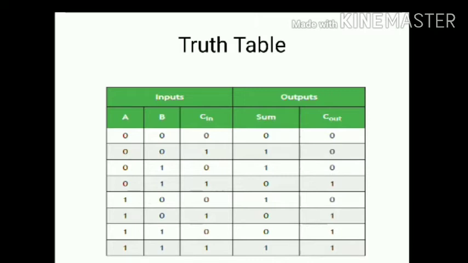See the fourth row. A is 0, B is 1, C in is 1. So 0 plus 1 is equal to 1. Again 1 plus 1 is 1, 0. So sum is 0 and carry out is 1. Now see the last row. A equal to 1, B equal to 1, C in equal to 1. 1 plus 1 is 1, 0. Again 1 is added with 1. You will get 1, 1. That is, sum is 1 and the carry out is 1. In this way the truth table can be formed.